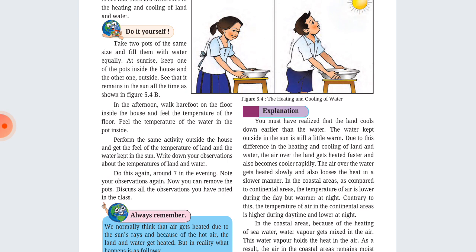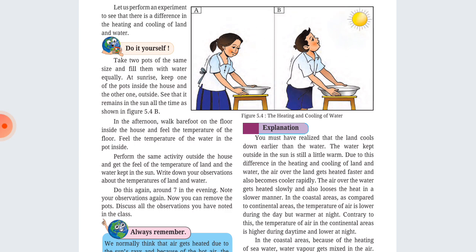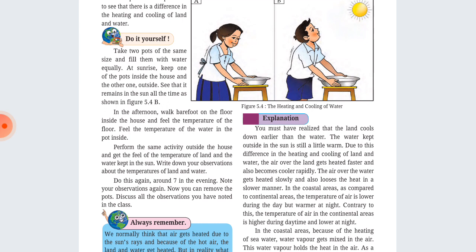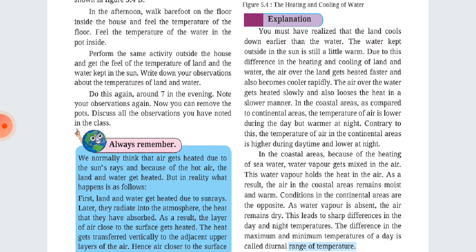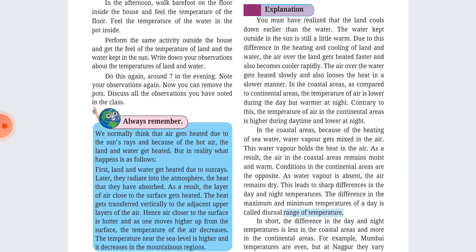So here, two children had kept two pots filled with water. One of them, a girl, has kept the pot inside the home. Another child, a boy, kept the pot filled with water outside the home, in direct contact with the sunlight. So what is the explanation? The explanation is, you must have realized that the land cools down earlier than the water. The water kept outside in the sun is still a little warm.